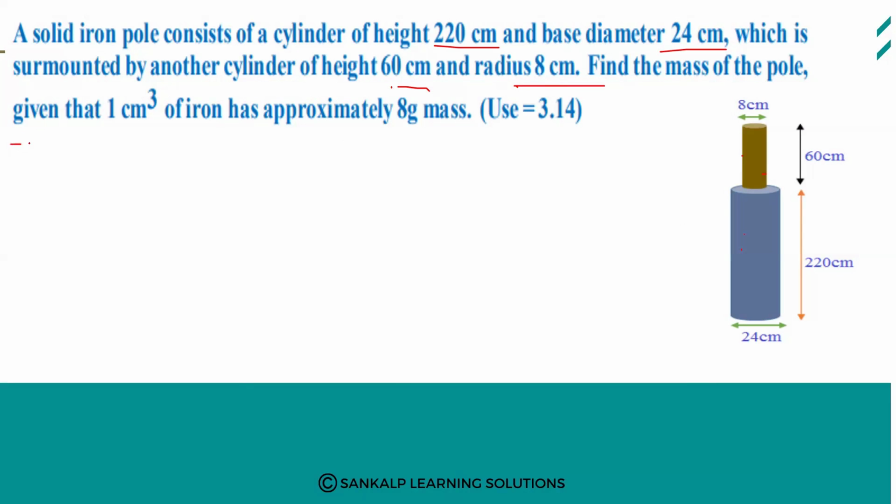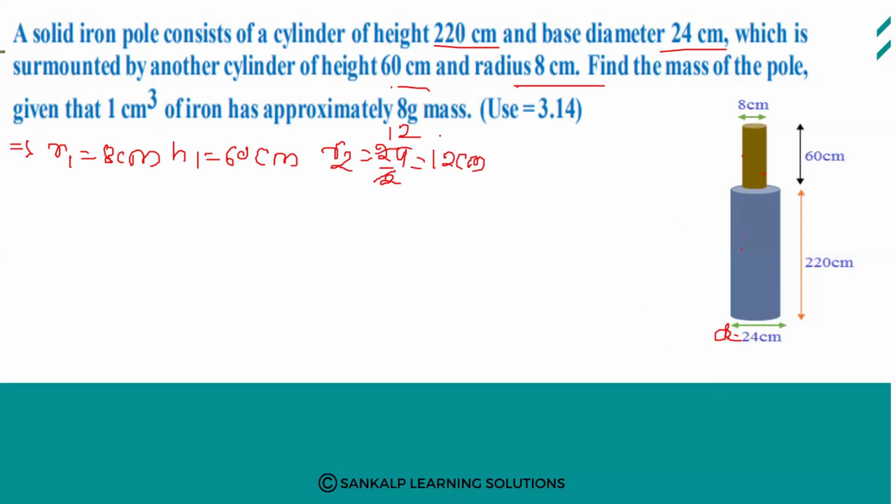So the radius of the first pole is R1 is equal to 8 centimeter and height H1 is 60 centimeter. For the second pole, the diameter they have given. So D is equal to 24. So what is R2? R2 means 24 divided by 2, that is 12 centimeter, right? Next, H2 is 220 centimeter. Now, the volume of the solid we want, right?